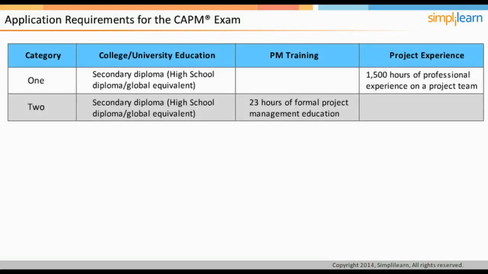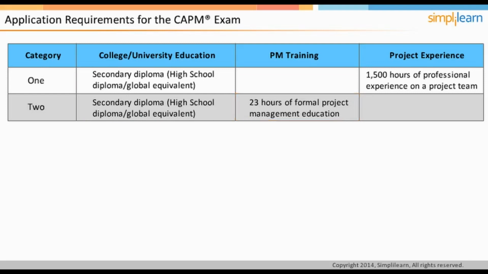PMI CAPM certificate is an experience as well as knowledge-based certification. This means certain prerequisites are to be met in order to be able to apply for this certification. The prerequisites depend upon a person's formal education. As shown in the table, a professional needs to have at least 1,500 hours of project management experience, along with a secondary diploma, high school diploma, or global equivalent. A professional whose highest formal education is a high school degree will require 23 hours of formal project management education.